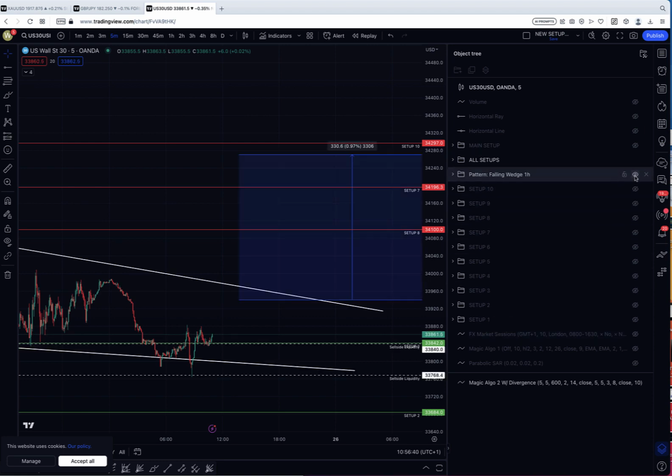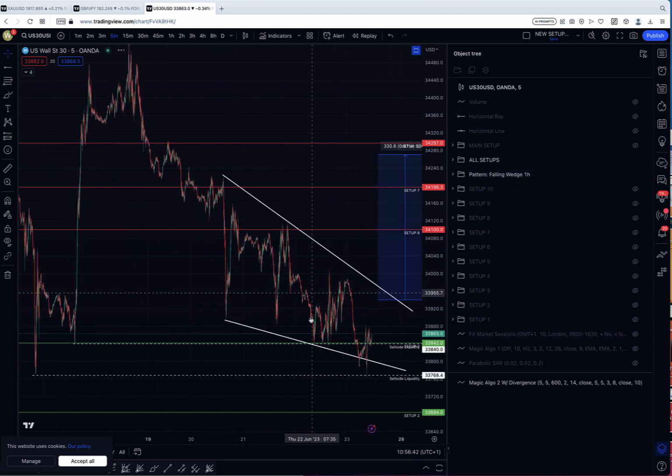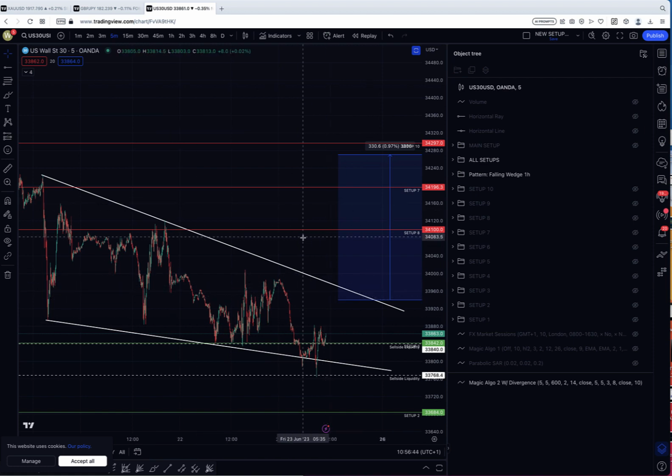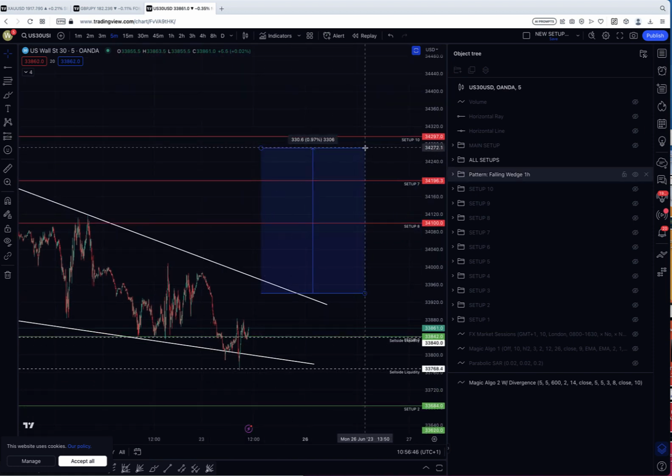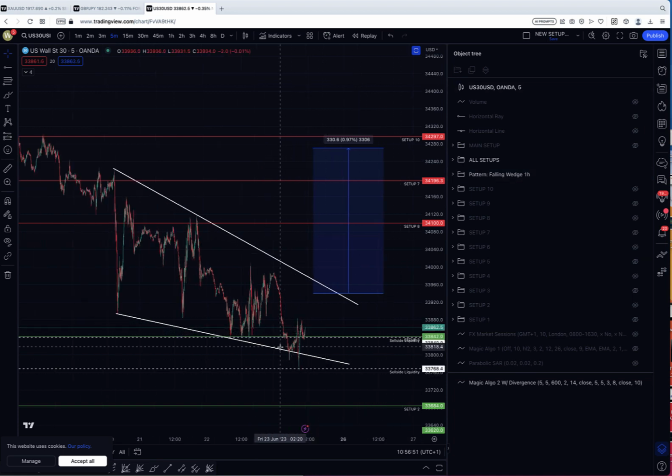Sometimes I can see some pattern here. So we have a falling wedge at the moment. So I'm expecting a breakout from the falling wedge. I'm expecting a target. We are going to 34278. Just a plan. Is it going to work out? I don't know. This was a good entry.